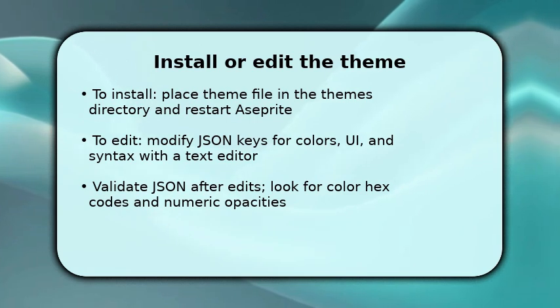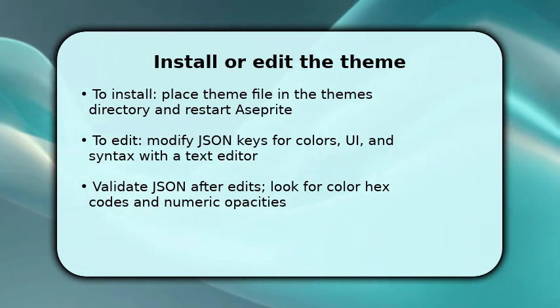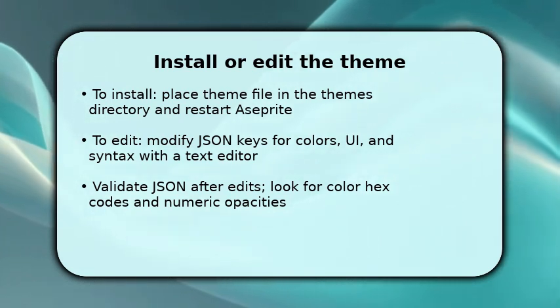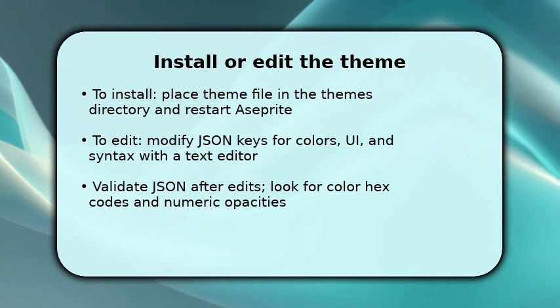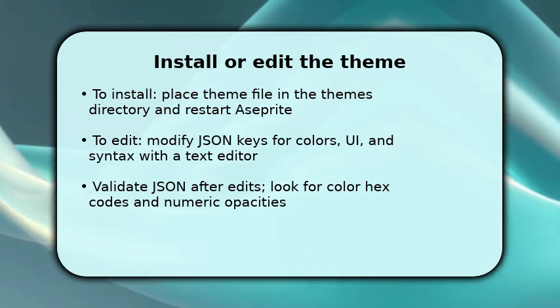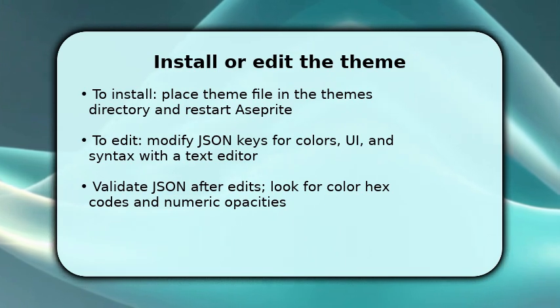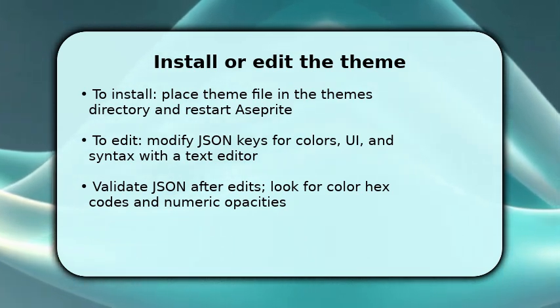If editing, open the theme JSON, change color hex values for panels, text, and backgrounds, and adjust opacity or spacing numbers where present. Once you save changes, restart Aseprite to see updates. Make iterative small edits and reload between changes so you can isolate problems and keep the theme.